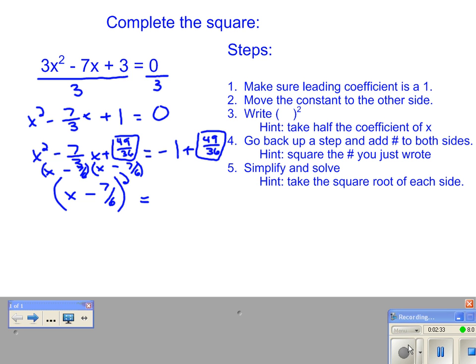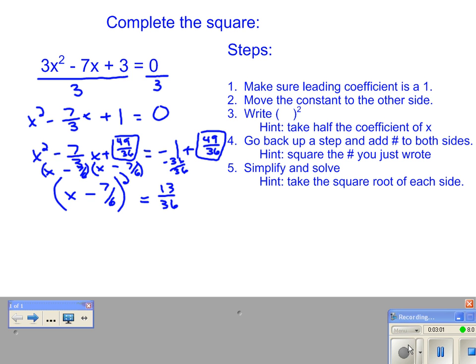On the right-hand side, you are going to simplify. If you take negative 1 plus 49/36, you get 13/36. If you don't see how I get that, I can change my negative 1 to negative 36/36. When I add my 49/36, I then get 13/36. Or, of course, you can do it on your calculator.